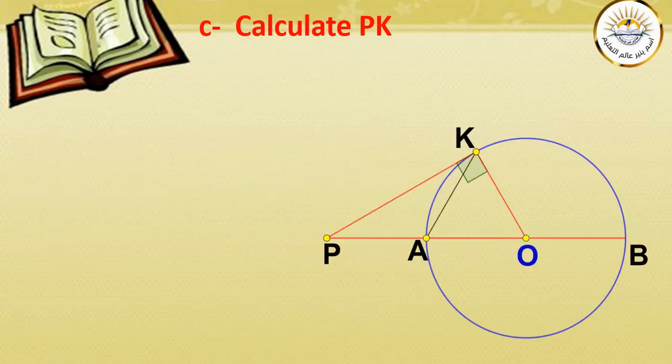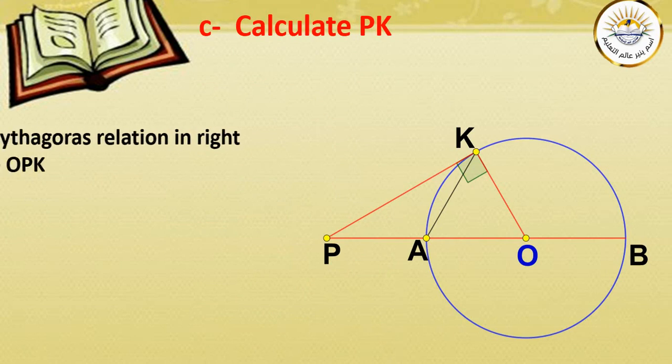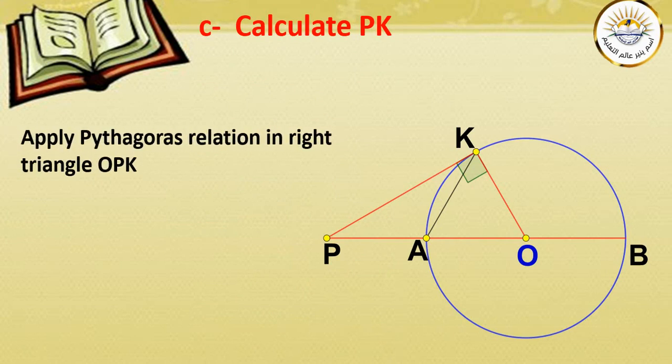C, calculate PK. So easily, using the Pythagoras relation in right triangle OPK, we can say that OP, which is the hypotenuse of this triangle, OP squared is equal to OK squared plus PK squared. The Pythagoras relation says that the hypotenuse squared is equal to the addition of the two other sides squared.